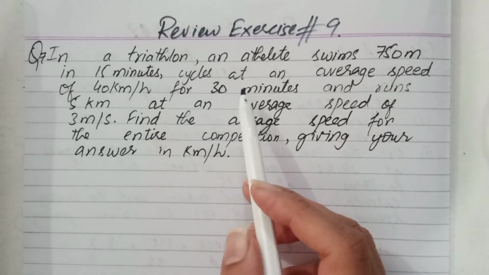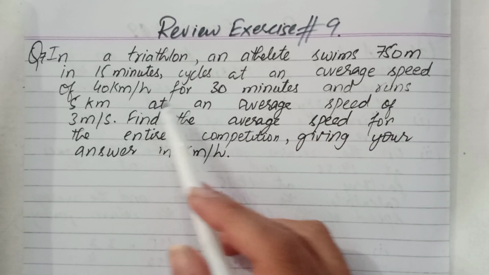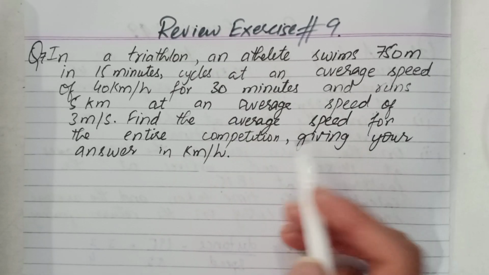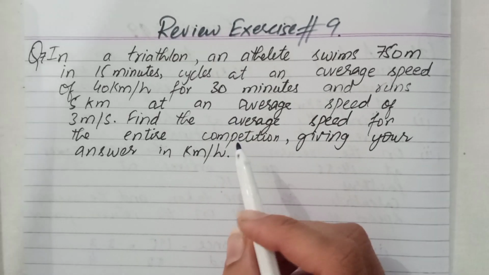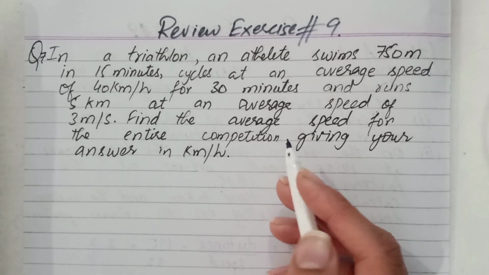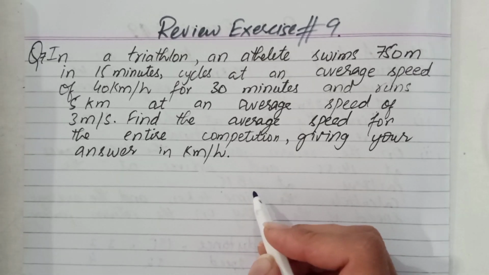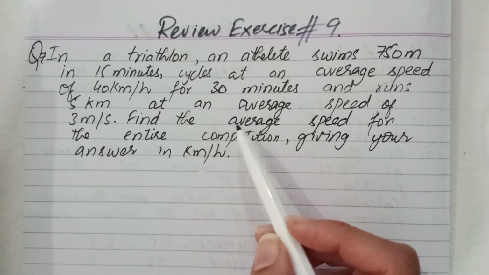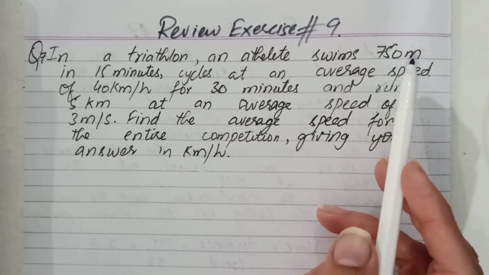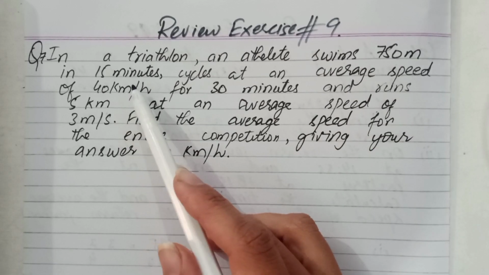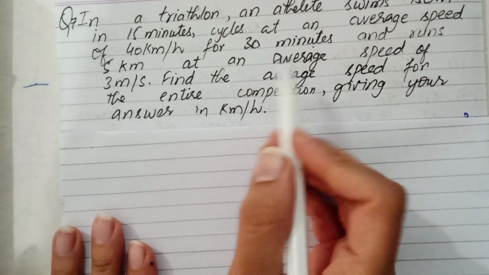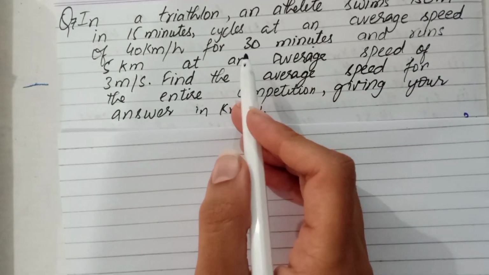First it swims, then cycles, and then it runs. We have to find the average speed. For average speed, we know that it is distance divided by time. We know all the distances and we know all the times. For swimming, distance and time are available. First, we have to find the distance of cycling.